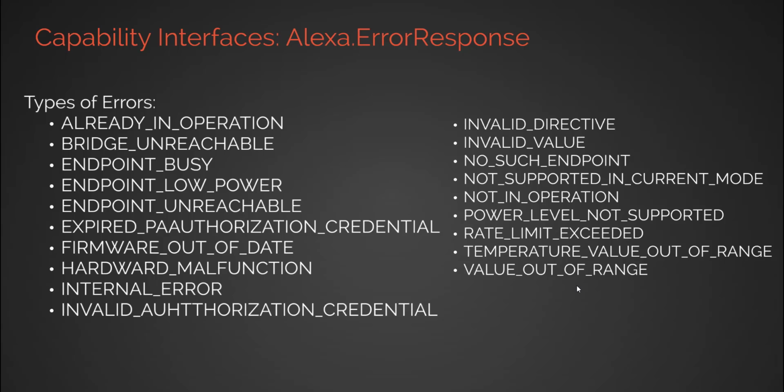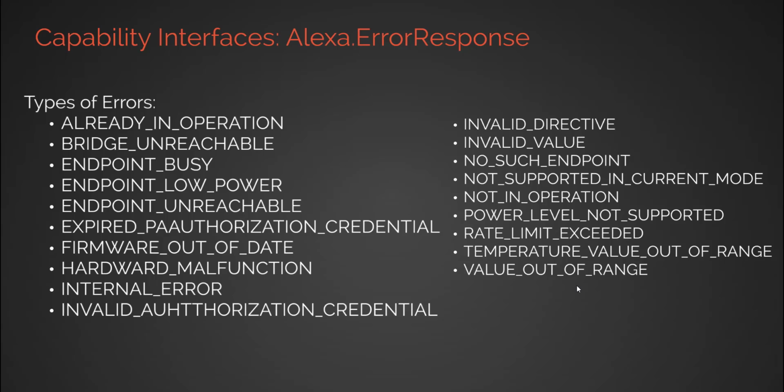So, types of errors here: already in operation. Imagine something is already operating and you're trying to execute that again. You could handle that. The bridge is unreachable, meaning that you can't even reach that destination or endpoint. The endpoint is busy, it's tied up. That would be endpoint busy. Let's say something is low on power, again thinking battery, or something that does not have a power supply, you can handle that case.